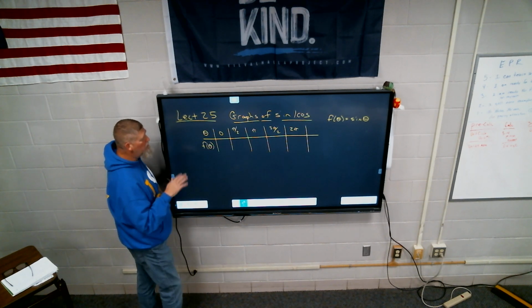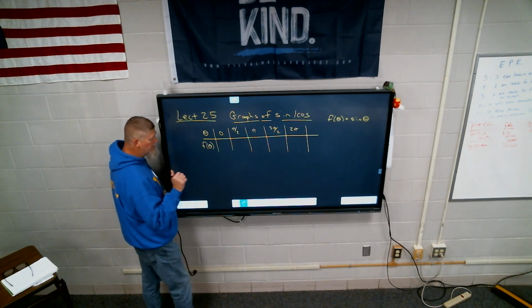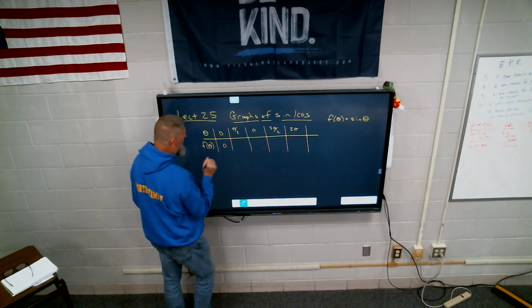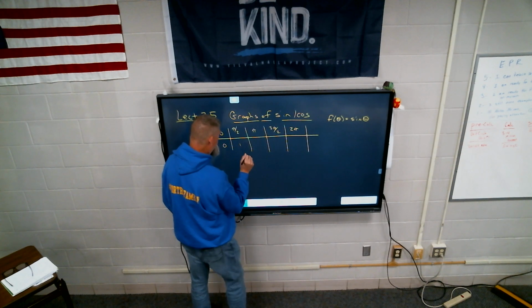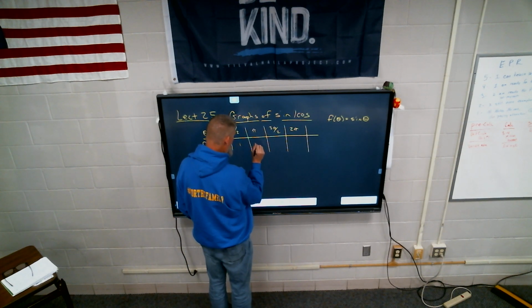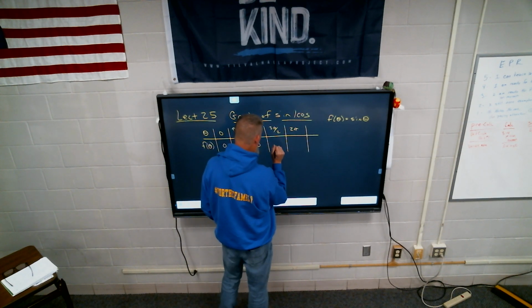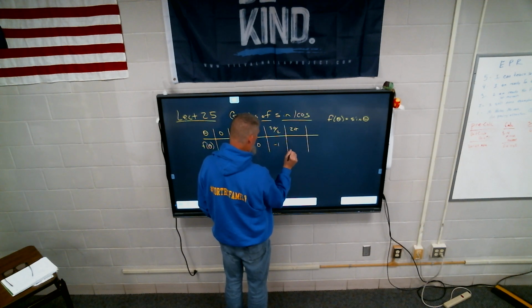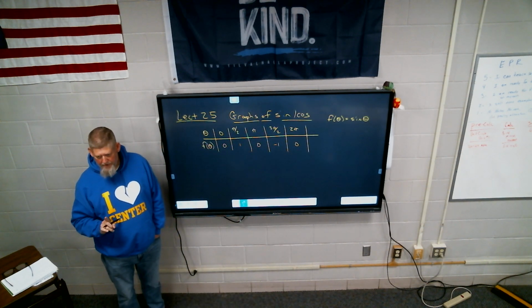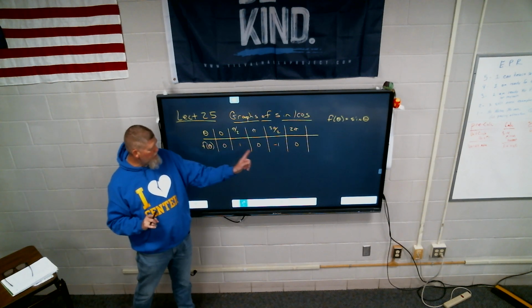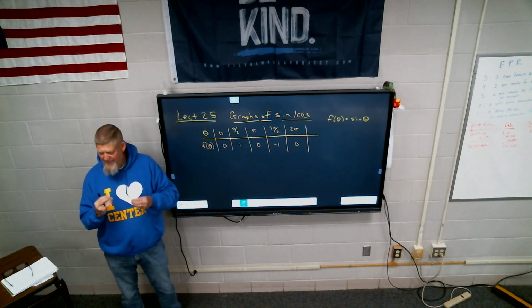So someone tell me, from your unit circle, what is the sine of 0? 0. What is the sine of pi over 2? 1. What's the sine of pi? 0. What's the sine of 3 pi over 2? -1. What's the sine of 2 pi? 0. Another thing that's unique about this is it gives me the 3 places where sine hits 0.